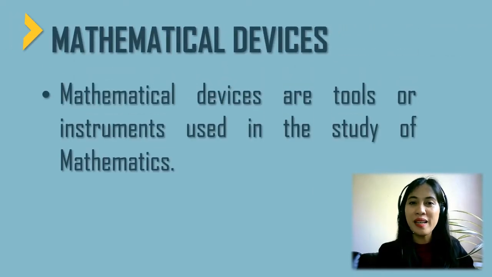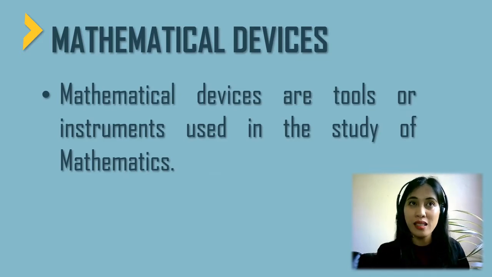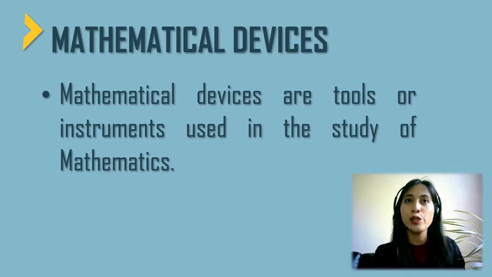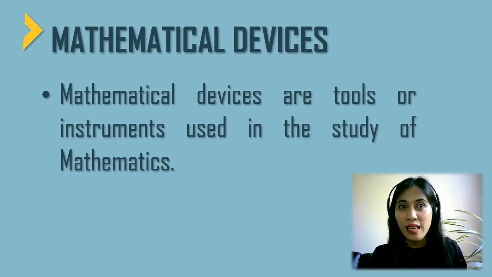So, what are mathematical devices? Mathematical devices are tools or instruments used in the study of mathematics. In geometry, construction of various proofs was done using a compass and a ruler. Now, when we measure the weight of an object, we use a weighing scale. We could have the analog or the digital one. Some were still even using the balance weighing scales.